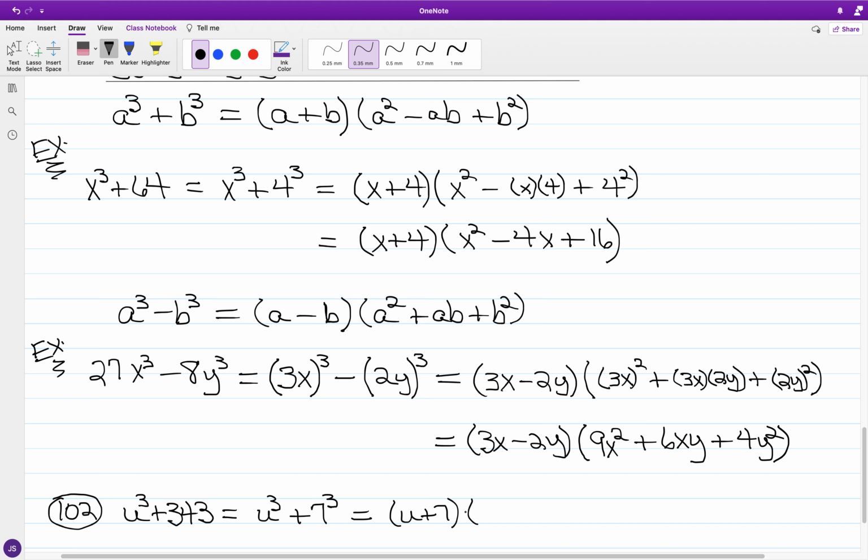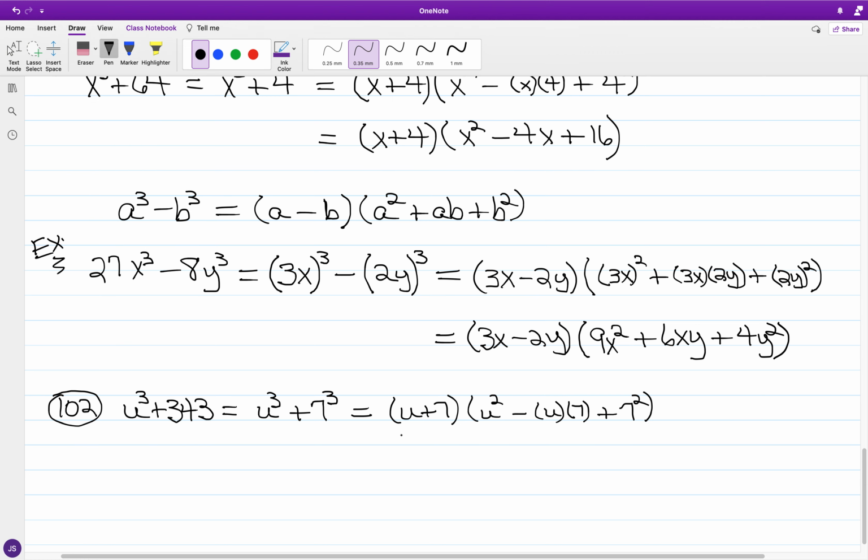And for the trinomial, for a squared, you have u to the second. You have minus ab, so it'll be minus u times 7. And we have plus b squared, so you have 7 squared. And with the completion, it's going to turn out that u to the third plus 343 will be equal to the quantity of u plus 7 times that of u squared minus 7u plus 49.